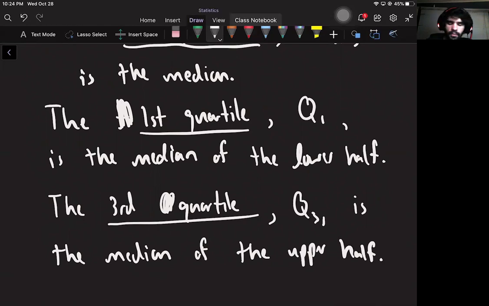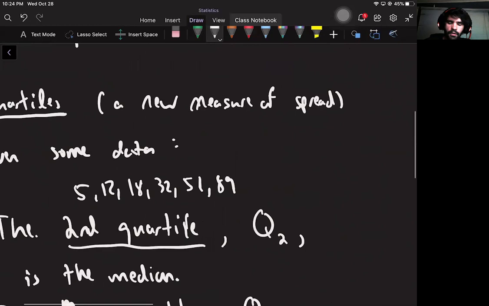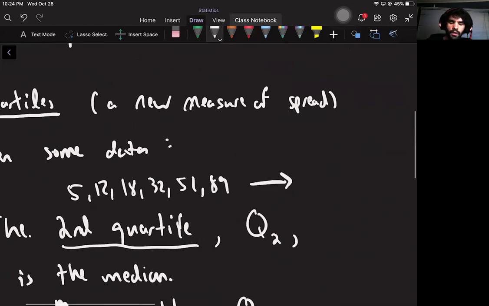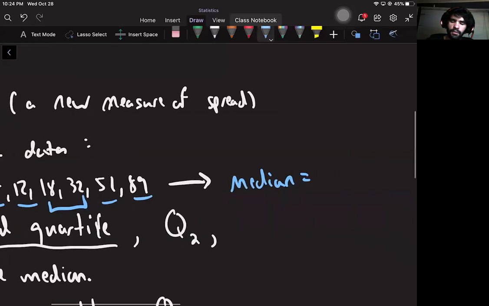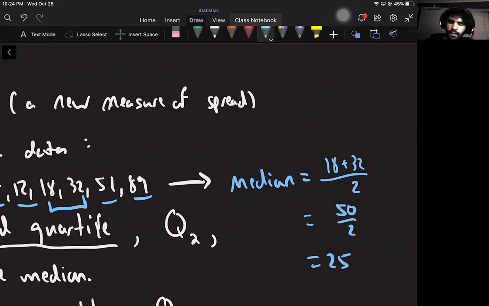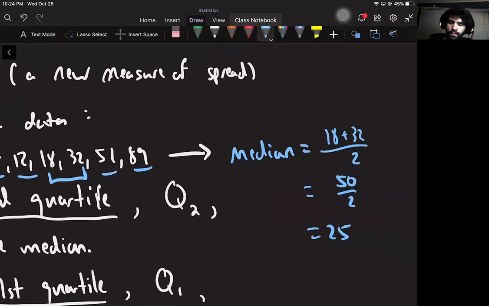Okay, so let's use our example. Now we just drew right here. So there's 6 numbers. So that means that the median is halfway between 18 and 32 because there's 2 middles. So you add them up and you cut that in half to get the median. So that'll be 50 over 2 is 25. So that is also the second quartile.